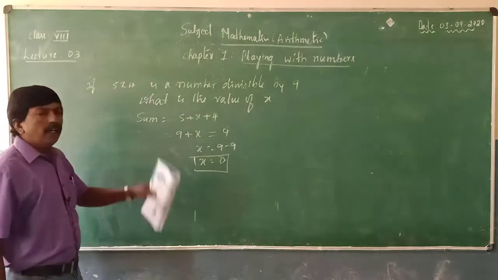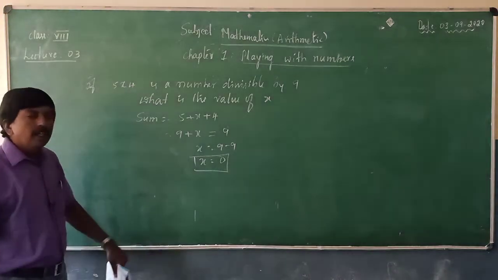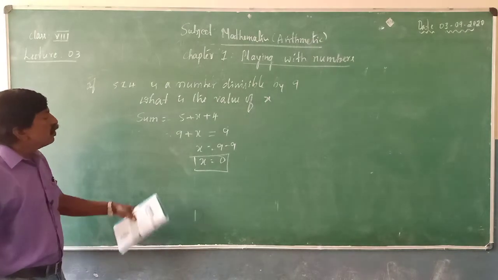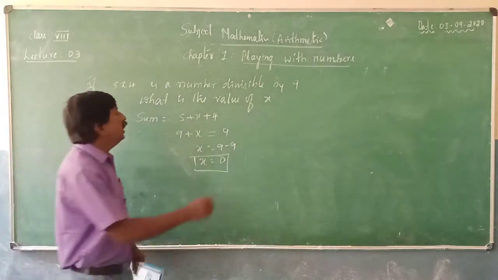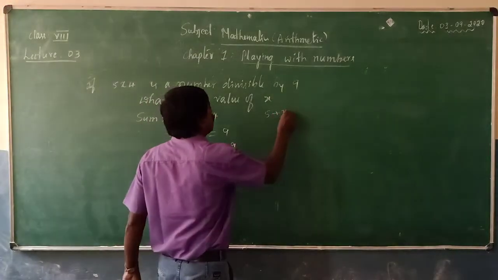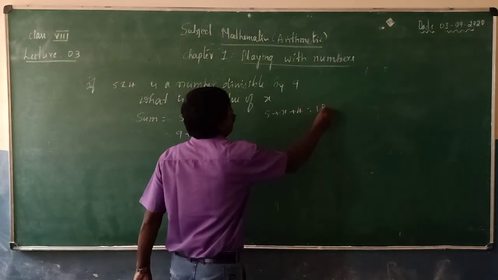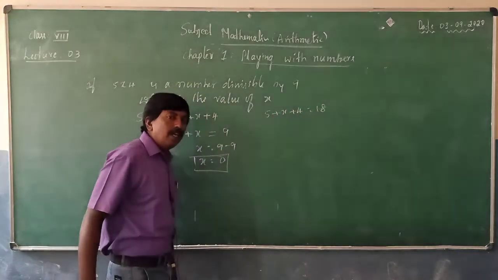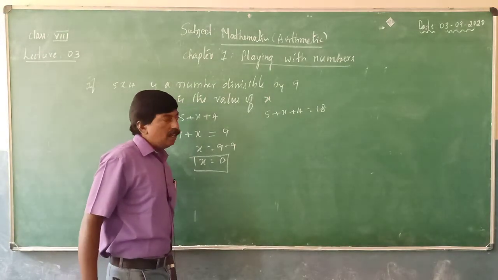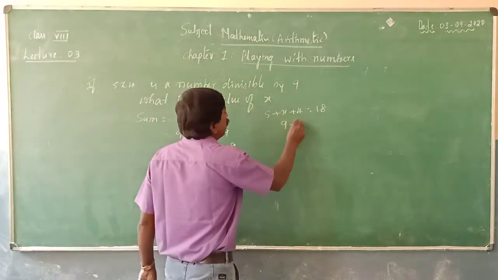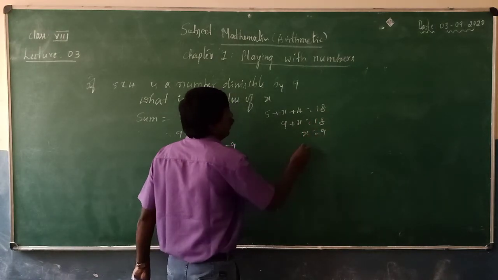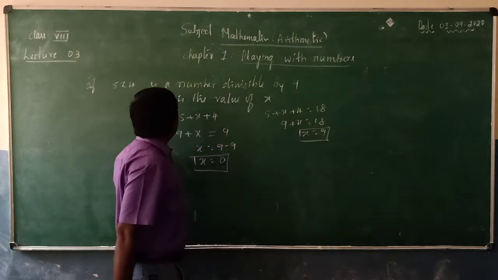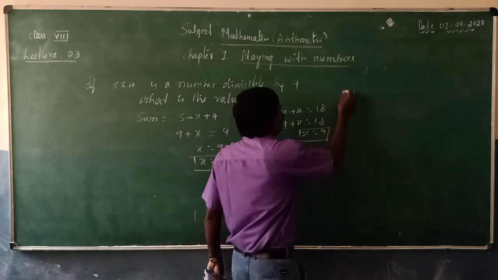Even you can verify, definitely it will divide by 9. Suppose if you have taken 18, 5 plus x plus 4 is equal to 18 because divisible by 9. 9 2s are 18. Now, so it is 9 plus x is equal to 18. X is equal to 9. Let us verify by taking x is equal to 9.